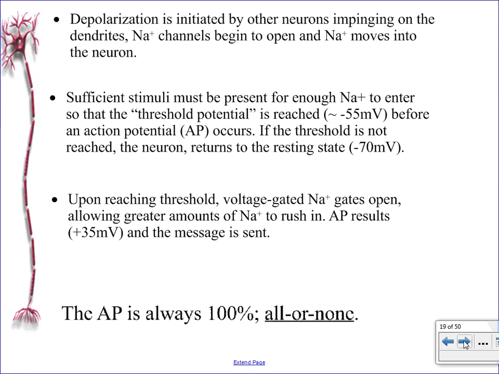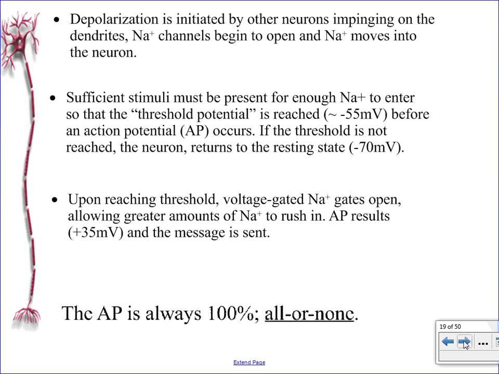So where this depolarization initially is going to be taking place is at the dendrite end of the neurons. This is where the initial sodium channels are going to open up. Sodium is going to rush in, but the neuron doesn't automatically go ahead and send a message. It needs to make a decision. Is it receiving enough of a stimulus to send its own message?